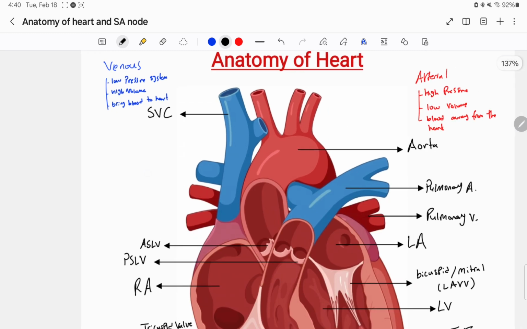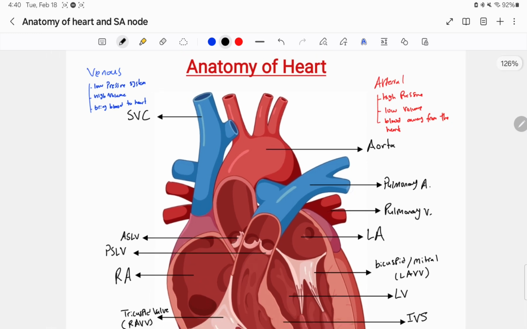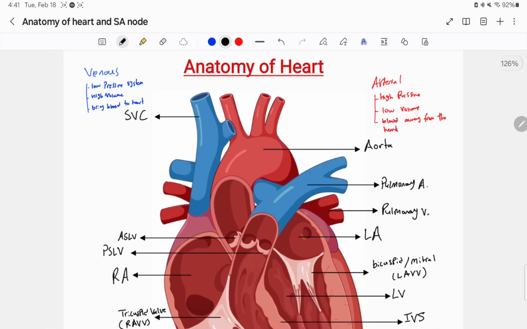Now, what do I mean by high volume and low volume? And what do I mean by high pressure and low pressure? So the venous system, this is the better example, is high volume, meaning that it holds a lot of blood. I'm sure some of you may have heard, if you took any vascular class, that the venous circulation at any given point in time holds about 60 to 70% of all of your blood, all right?